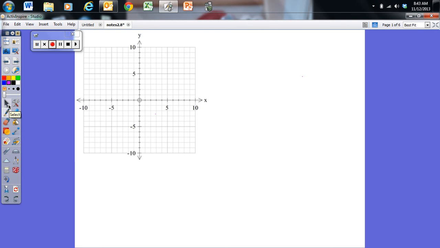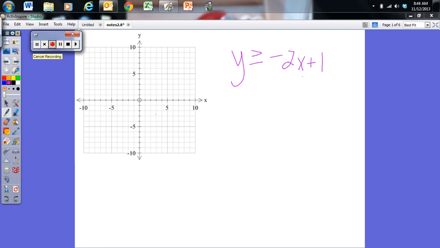We are doing section 2.8, graphing two variable inequalities. Alright, so this is a linear inequality in two variables. It looks just like a line. The line y equals negative 2x plus 1, where the y-intercept is 1 and the slope is negative 2.